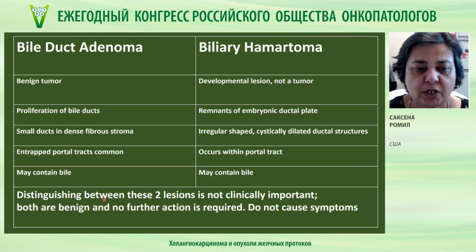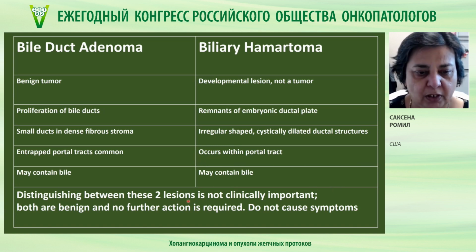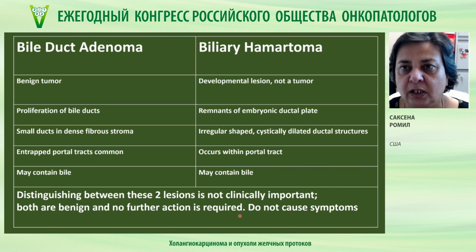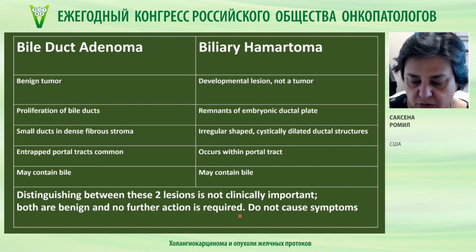Now, distinguishing between these two lesions is not clinically important, because both are benign and no further action is required. And neither of them causes symptoms. These are incidentally found in liver biopsies or resection specimens, or most often sent for frozen section diagnosis during surgery.